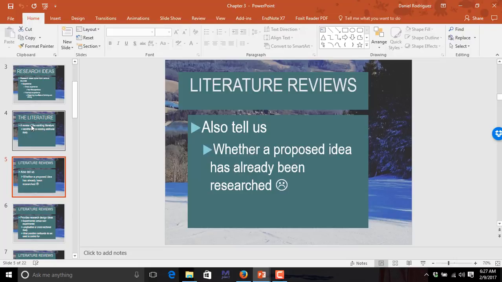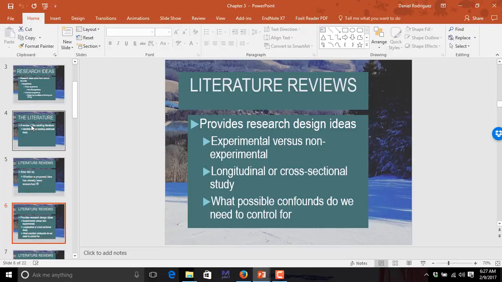And of course, in reading the literature, we can also see if our hypotheses are novel, whether they've been done or not. And I put a frown face there because sometimes you get these great ideas, you think they're unique, but somebody's already done them. There's billions of people on Earth. It's not likely that your idea is novel, to be honest.